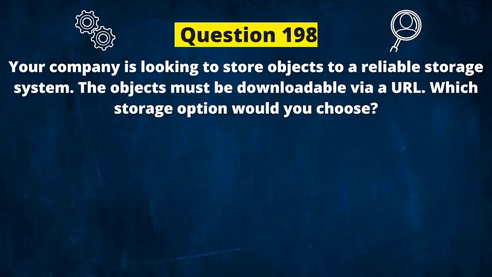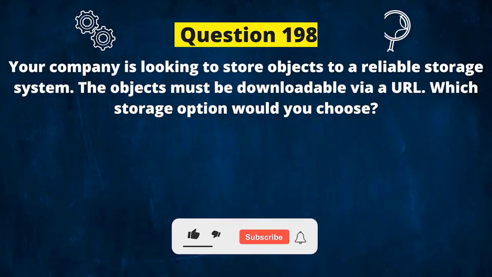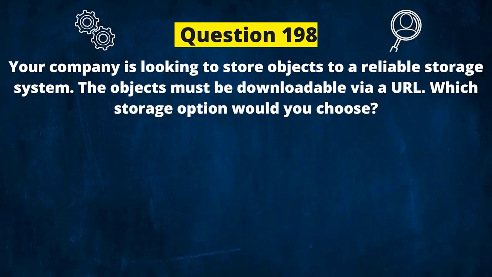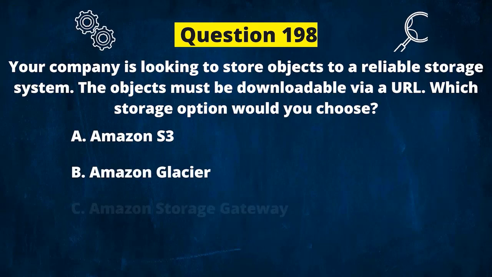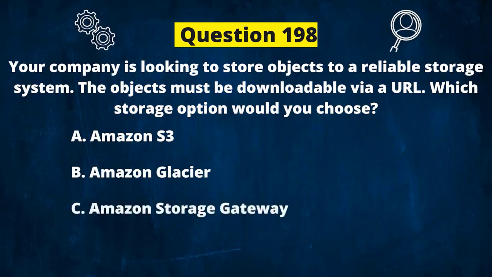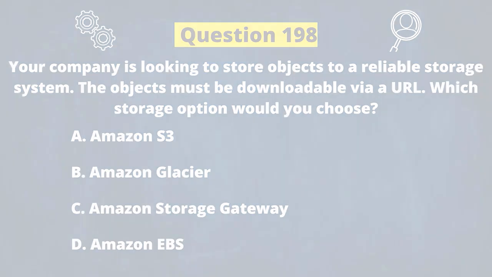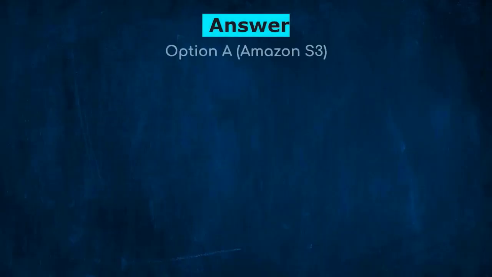Next question. Your company is looking to store objects to a reliable storage system. The objects must be downloadable via a URL. Which storage option would you choose? And the options are A. Amazon S3, B. Amazon Glacier, C. Amazon Storage Gateway, D. Amazon EBS. And the correct answer is option A.